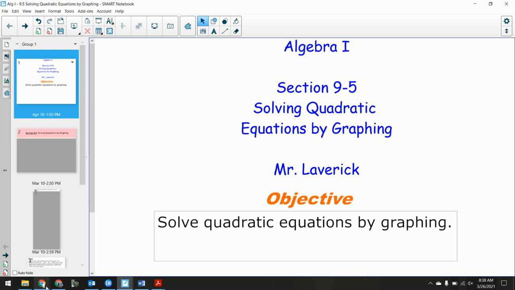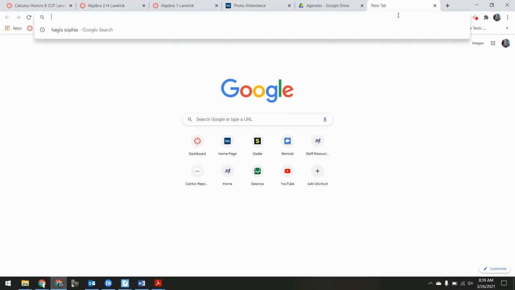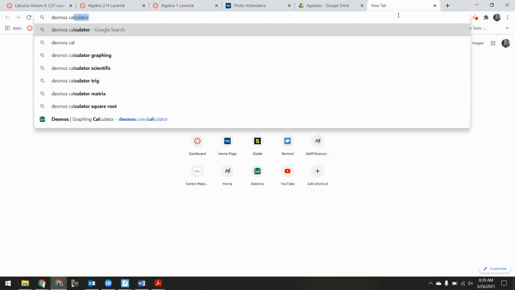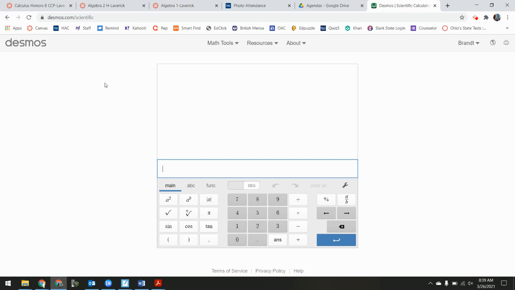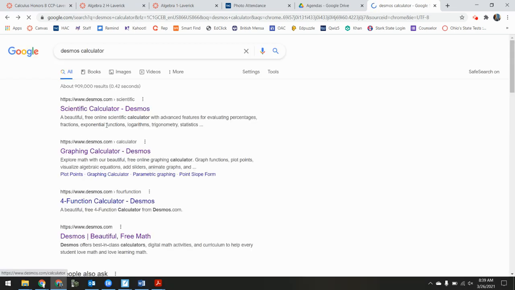I'd like everybody to open up Chrome and go to, you can honestly just Google Desmos calculator. I think it's desmos.com/calculator. Oh, I need a graphing calculator, sorry. You don't want the scientific one. You want the graphing calculator. It looks like for me when I Google Desmos calculator, it's the second link, not the first link.